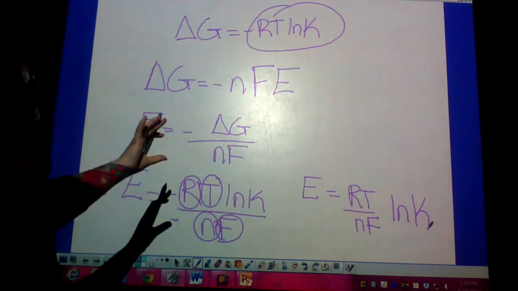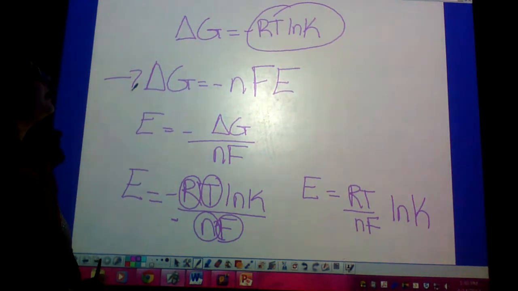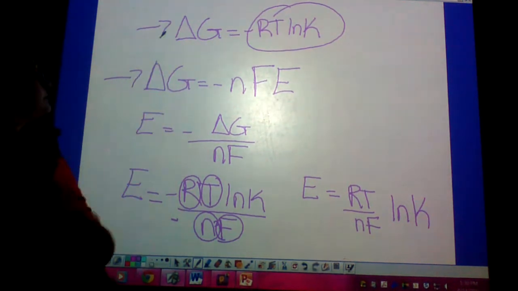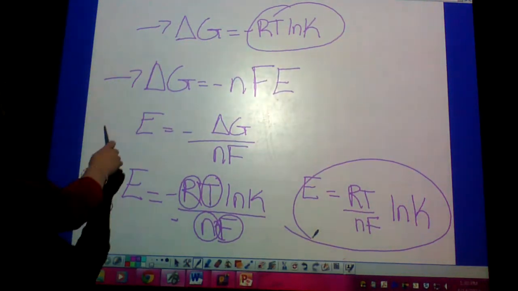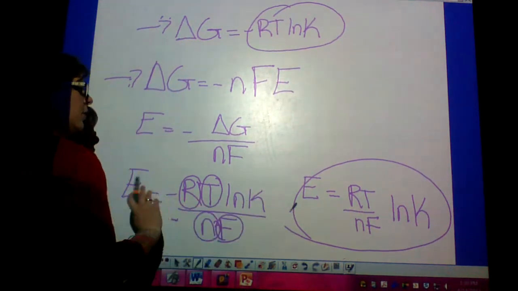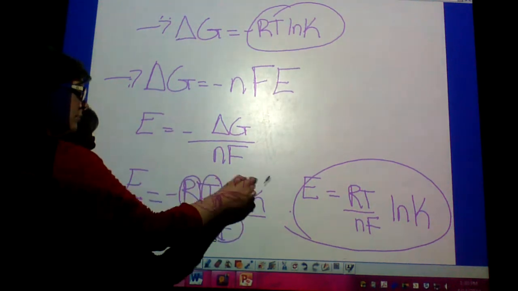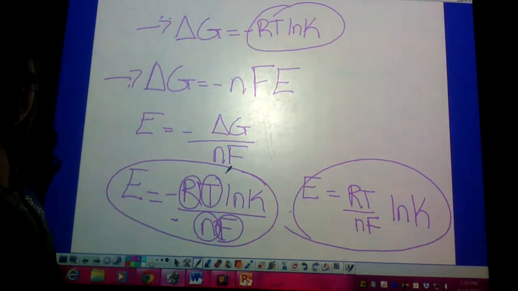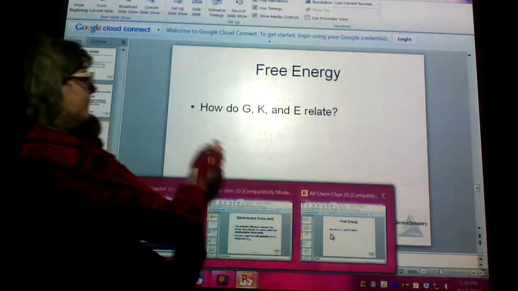So on your AP chemistry test, you'll be given this, and you'll be given this, but you will not be given this. So can I go from these two reactions to this? And hopefully we can. All I did was plug delta G in here, and then got this. So I can relate delta G, equilibrium constant, and cell potential using 2 equations.